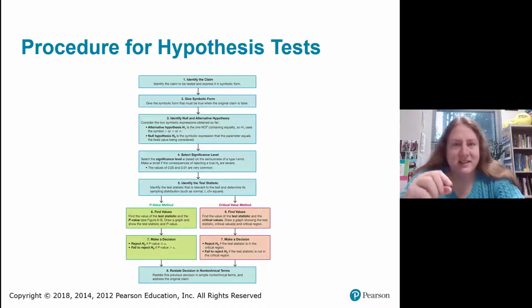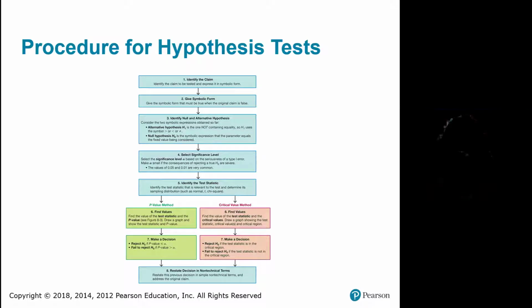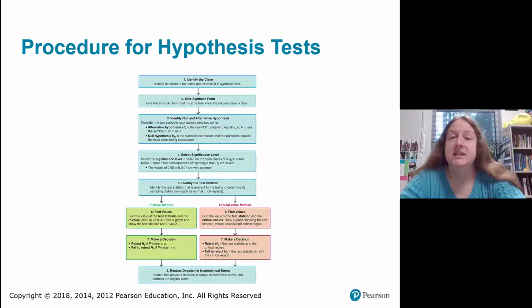So this is fairly small type in here to get this all onto one slide, but here's our procedure for hypothesis tests. The first thing that we do is we identify the claim, like we did in that first example. Then we give the symbolic form. We also did that in the example. Then we want to identify null and alternative hypotheses. We have not done that yet.